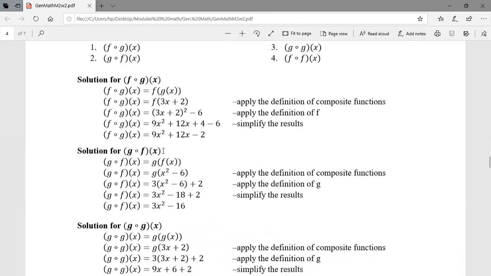Okay, for g of f of x. So, we have here g of f of x. So, the x of g will be replaced by the value or the function of f of x. So, f of x is x squared minus 6. We substitute it into the x of g, which is 3x plus 2. So, 3 times the x, which is f of x, x squared minus 6, plus 2.